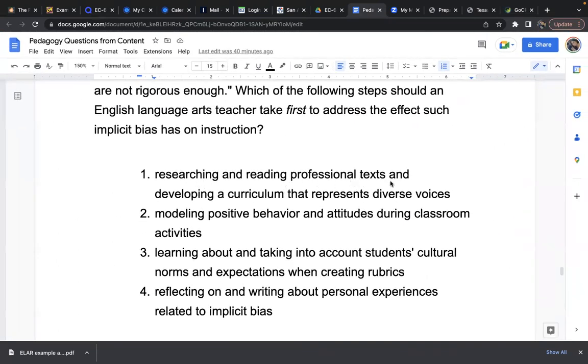Researching and reading professional texts and developing a curriculum that represents diverse voices. Modeling positive behavior and attitudes during classroom activities. Learning about and taking into account students' cultural norms and expectations when creating rubrics. Reflecting on and writing about personal experiences related to implicit bias.